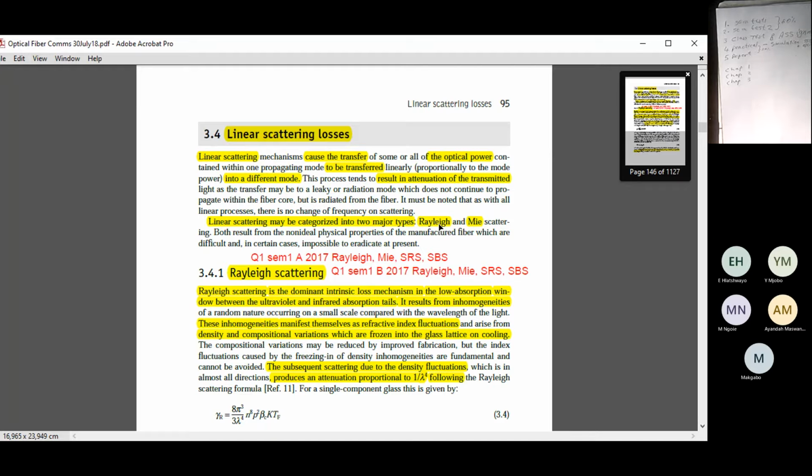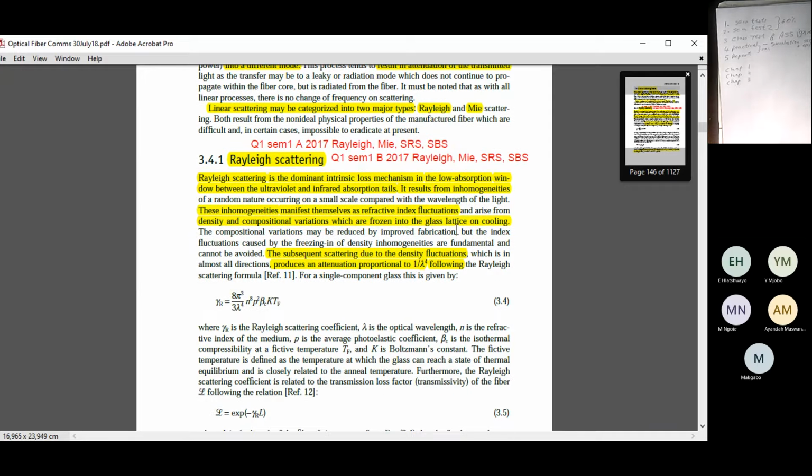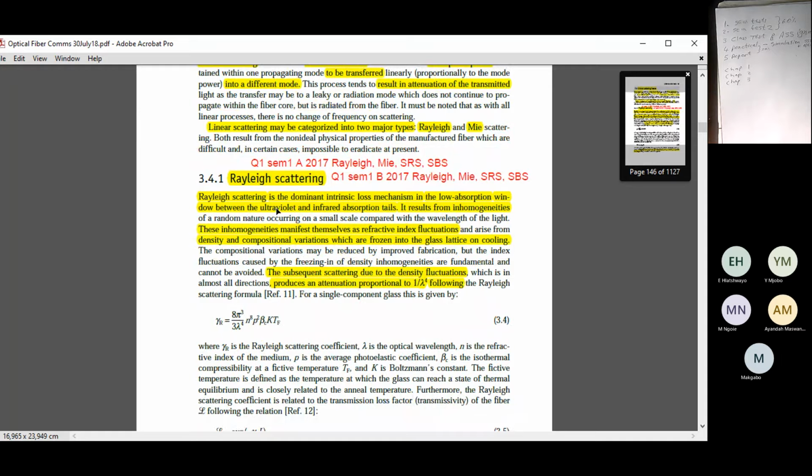And there's a formula I'll show you now, how to calculate Rayleigh scattering. First, Rayleigh scattering. What is Rayleigh scattering? I will ask you that in the exam, I promise you. Rayleigh scattering is a low absorption window between ultraviolet and infrared. It results from inhomogeneities. In other words, little things like dust and so on. Inhomogeneities of random nature compared to the wavelength of light. So that's the definition of it. This yellow, you must just learn it.